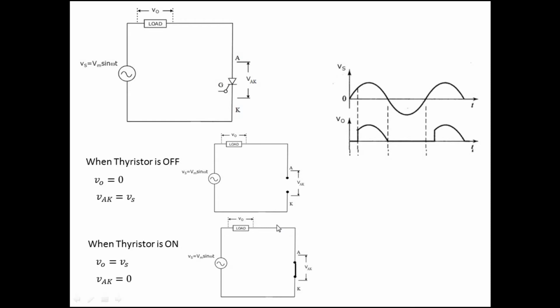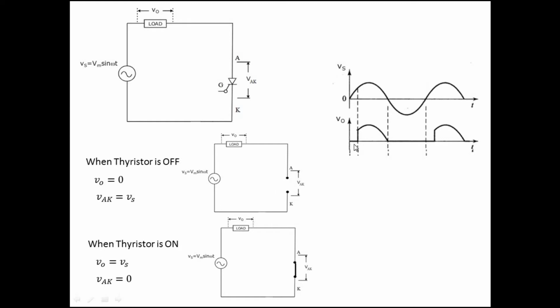Now about the voltage across this thyristor, VAK. When the thyristor is in off state, this point is here and this point is here, so VAK is the same as Vs. When the thyristor is on, it is a short, so this point is connected to this point and there is no potential difference between them. So VAK is 0. When the thyristor is off, VAK is Vs. When the thyristor is on, VAK is 0. That is, VAK means the voltage across the thyristor.